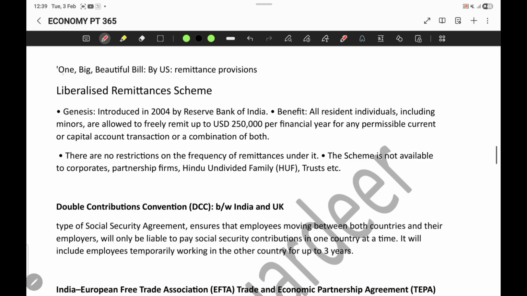Just remember, one big beautiful bill has been started by the USA. The remittance provisions have been changed a lot. Just remember which country has launched the one big beautiful bill. It is the US.